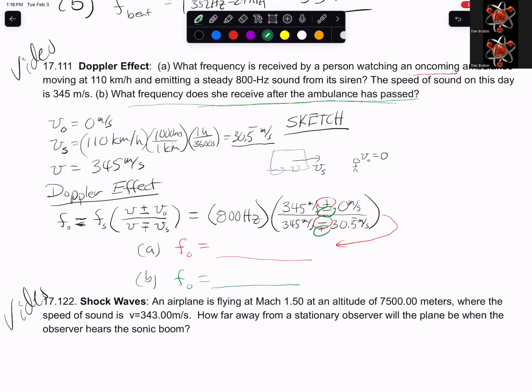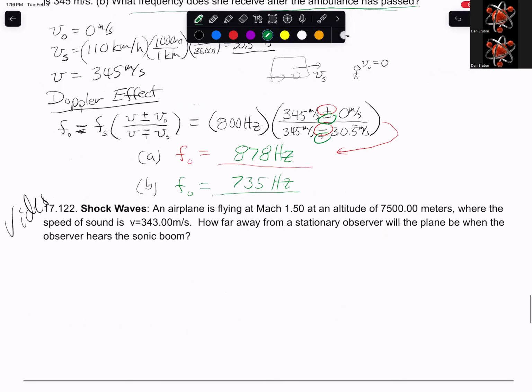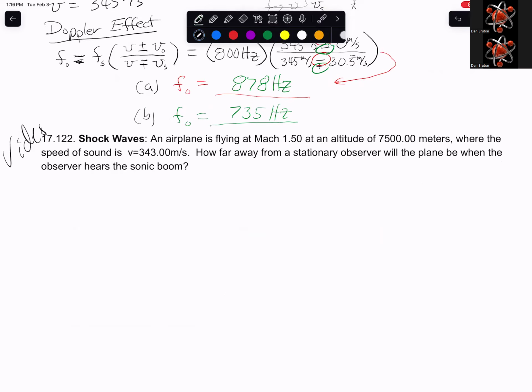All right, so then doing those calculations in the calculator, you get a higher pitch coming towards you, 878 hertz. So that's the wee sound as it approaches you. And the oo sound of something going away from you with the lower pitch is 735 hertz. On this last one, it's dealing with shock waves.